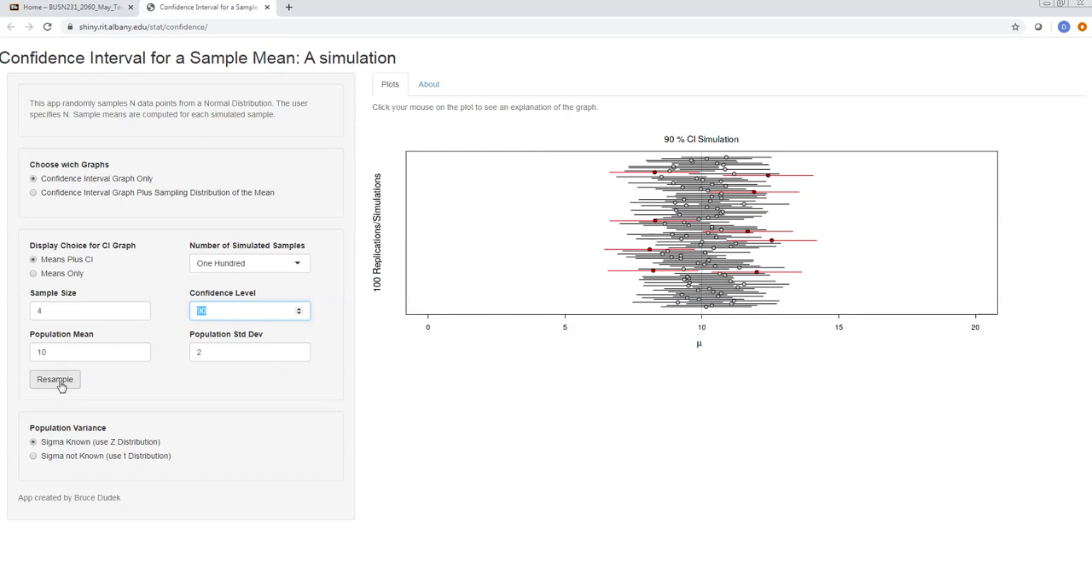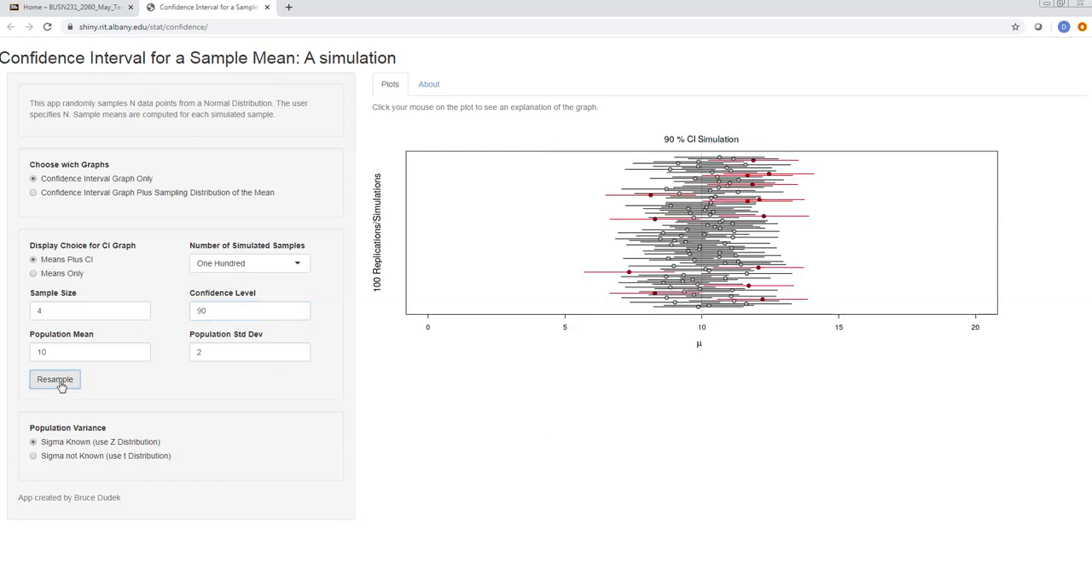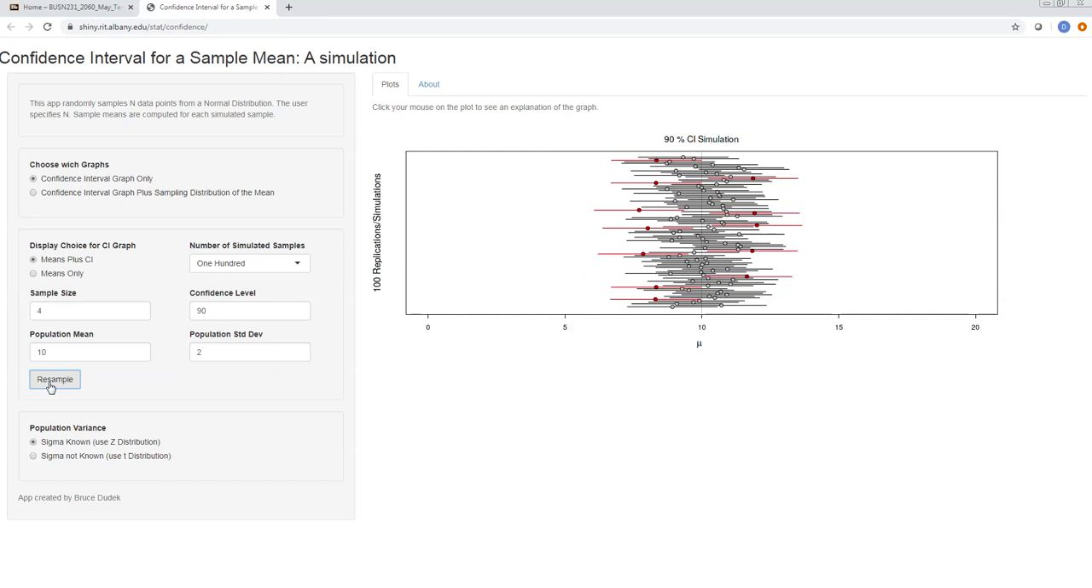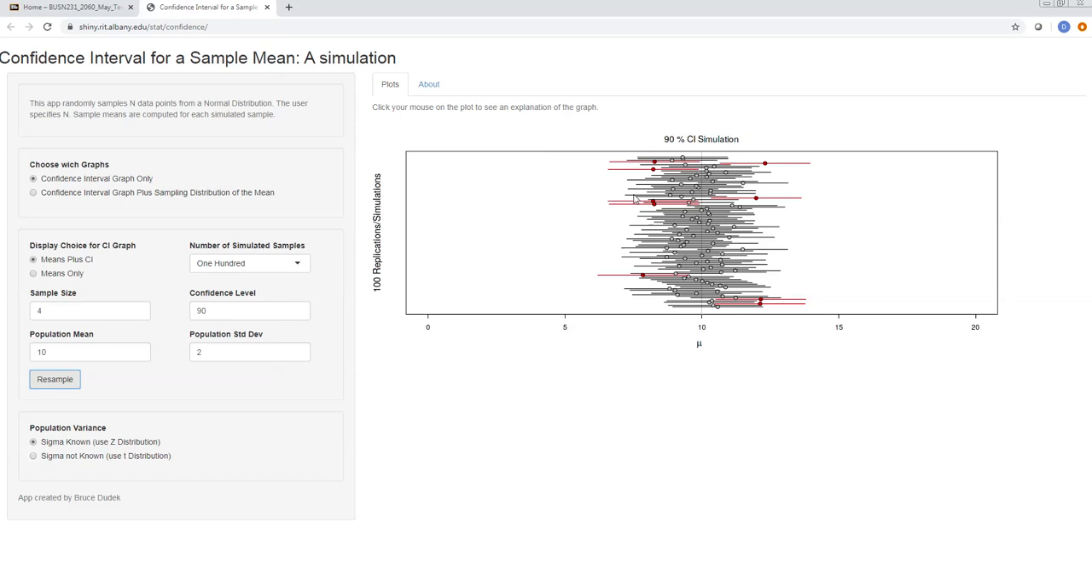So let me go ahead and resample. I'm going to get another set of 100 different samples. In the previous one, I believe 9 didn't capture, and on average, I'm supposed to see 10. So what do we have now? 1, 2, 3, 4, 5, 6, 7, 8, 9, 10, 11, 12, 13, 14. 14 samples didn't capture the mean. I resample again: 12. I resample again: 9.